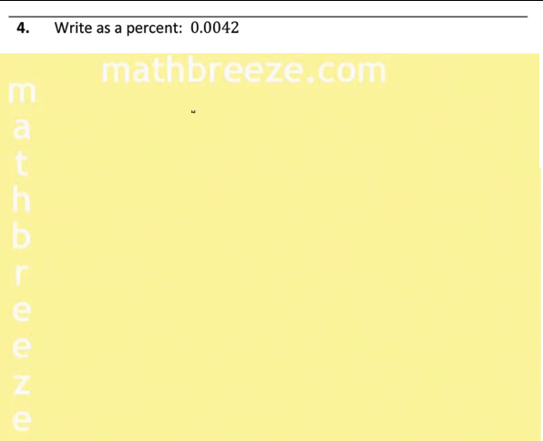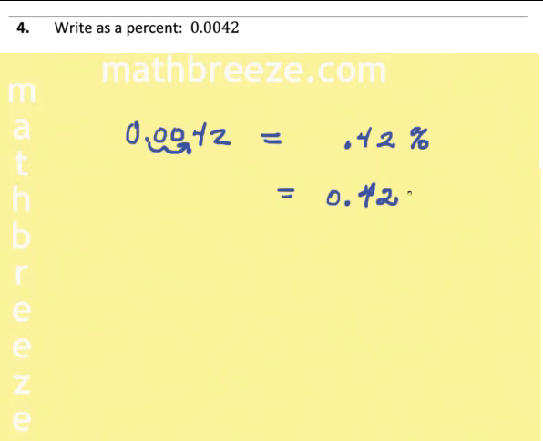Okay, once again, we want to write as a percent, so we're going to move our decimal place 2 places to the right. All right, so that would be 0.42%, and we can write it like this, or we can write .42%. Either way is correct.